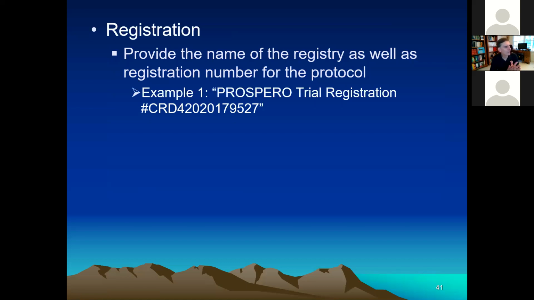So here's an example one. This is just Prospero trial registration, and there's the number. Okay. Un ejemplo para este punto es poner el nombre de la base de datos donde lo va a registrar, que es un intento de registro y el número.